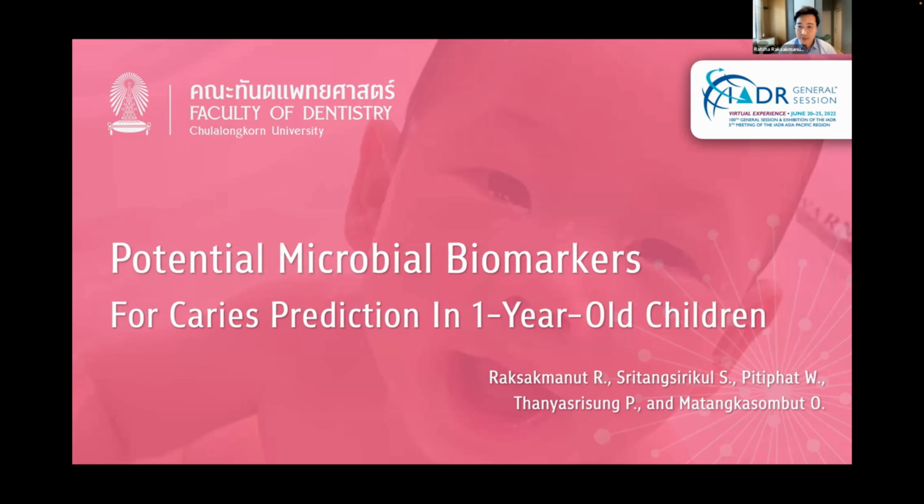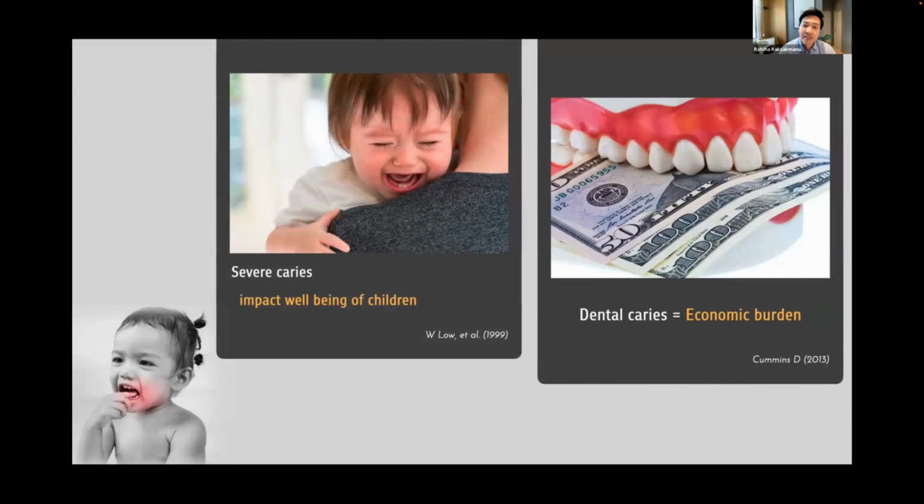Today, I would like to present some highlights from our project, the potential microbial biomarkers for caries prediction in 1-year-old children. Dental caries in children causes many negative health and economic issues that impact the well-being of children. And the caries prevalence increases rapidly at an early age. To reduce its prevalence, we should provide a preventive intervention within the first year of life.